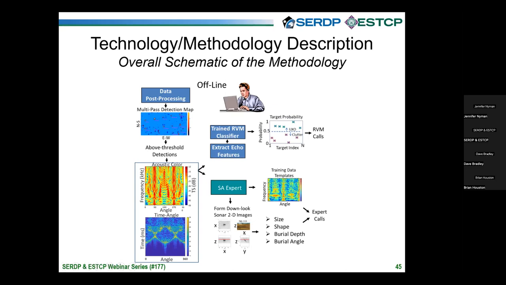So the automated processing takes raw data, gets the data ready to be tested against a trained RVM, and we have false calls versus positive calls, both at the classification level and ultimately at the identification level with multiple passes over the same target.